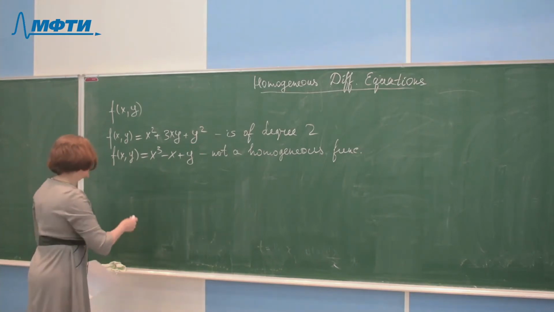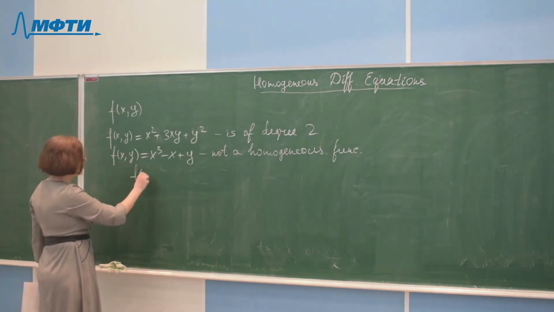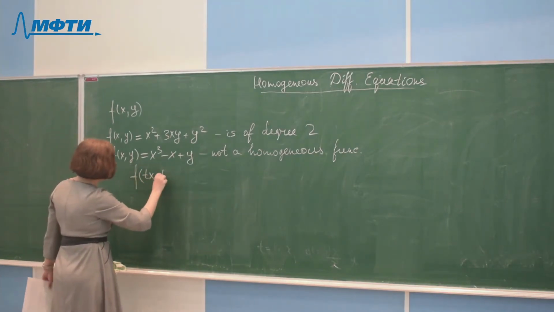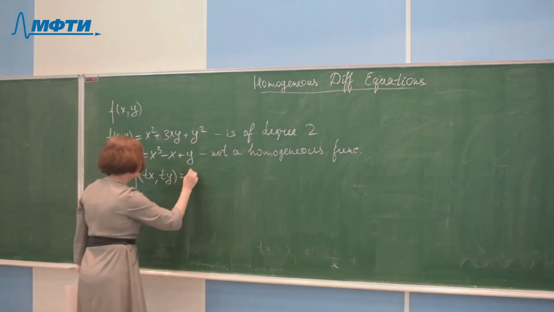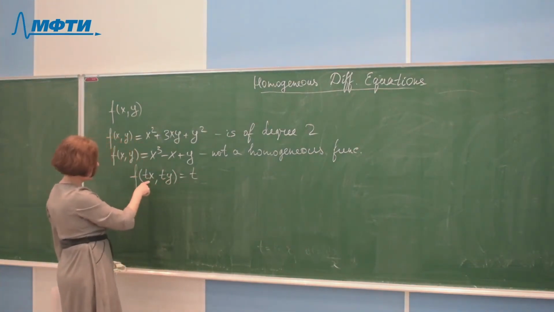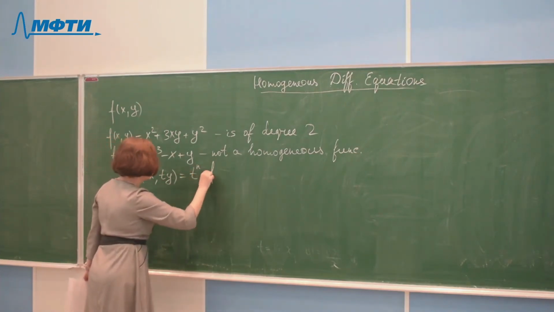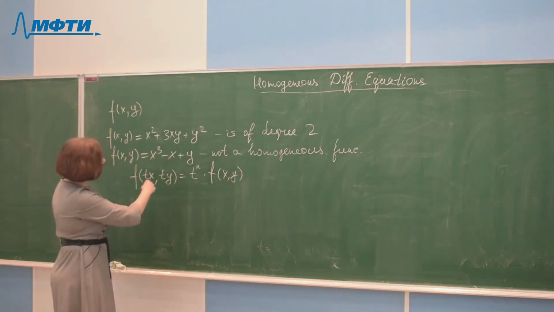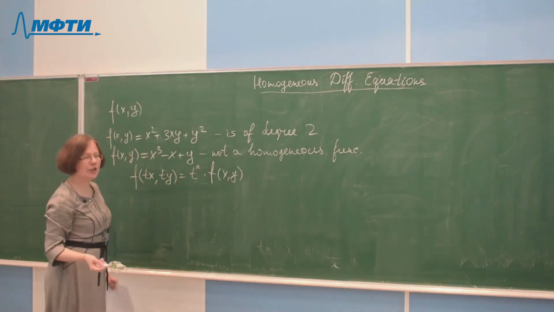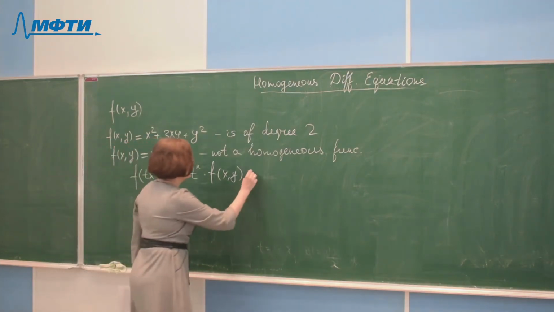So the test for homogeneity is the following. We should substitute tx and ty for x and y. And if the following condition is satisfied, f of tx, ty is equal to t to the n times f of x, y, then this function is homogeneous of order or of degree n.